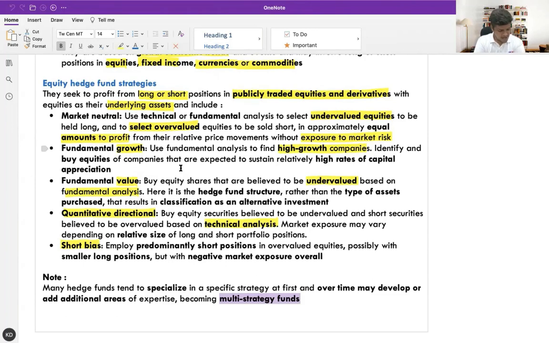Clear? Now, most of the hedge funds initially start with one famous strategy that they are expert in. But over the period, they try to bring in other strategies also, and then they become a full-fledged multi-strategy hedge fund. So most of the hedge funds may initially start with one or two strategies, but over the period, they explore and become a fund which has multiple strategies. Clear? Everyone? Yes.